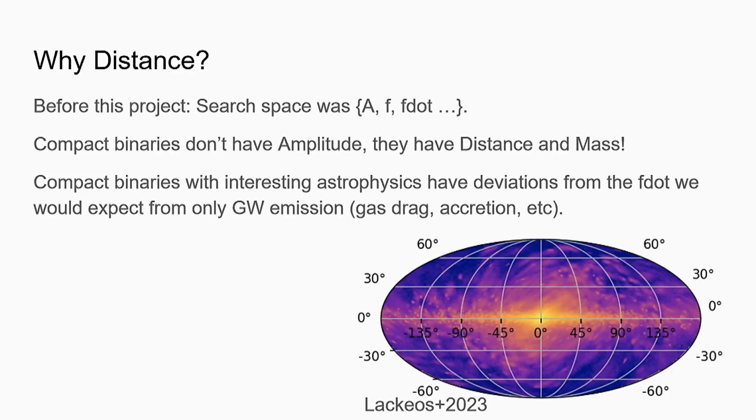The thing is, if you're interested in compact binaries or in stellar evolution, compact binaries don't have gravitational wave amplitude. They're a certain distance away, and they have a certain mass. So those are the actual underlying physical variables that you're more interested in. You're also potentially interested in the astrophysical deviations in f dot that would give us things like common envelope dynamics or mass transfer.